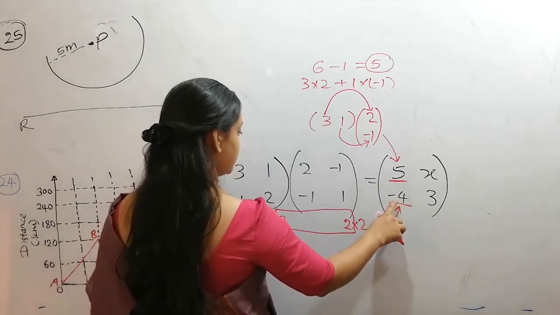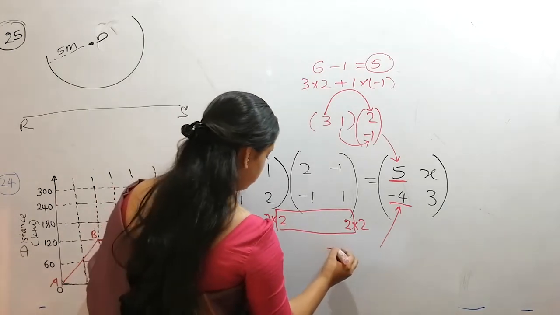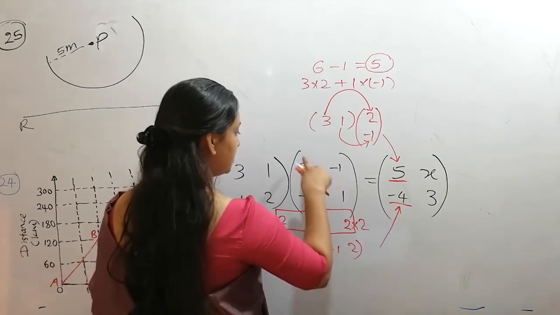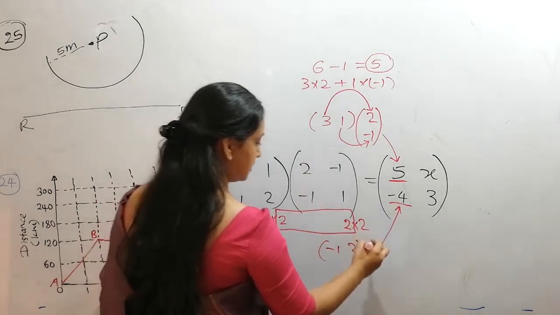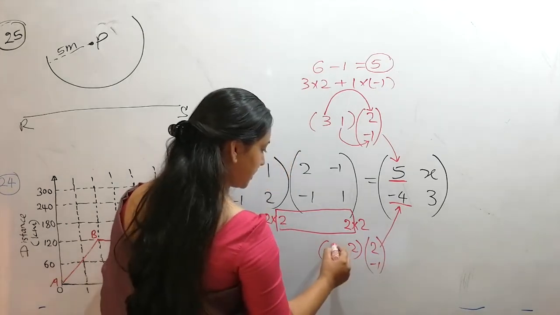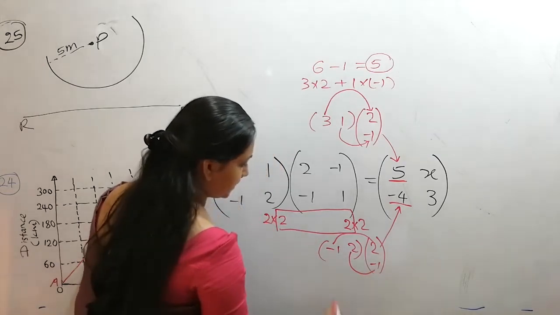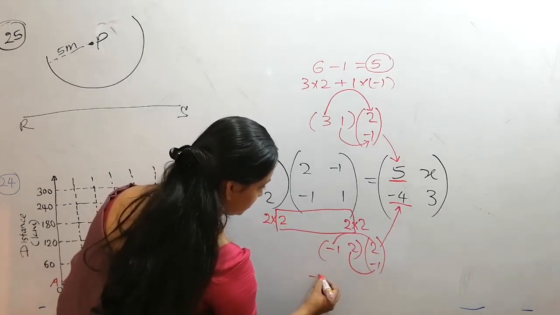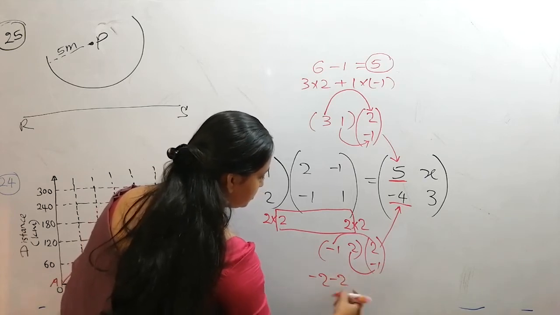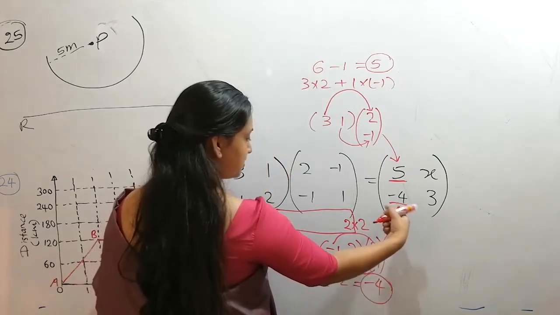Together, we have to select the second row from the first matrix: minus 1, 2. And the first column from the second matrix: 2, minus 1. Then we multiply minus 1 by 2 and 2 by minus 1. Minus 1 into 2 means minus 2. 2 into minus 1 means minus 2. The sum of these two is minus 4. This is the answer for this position.